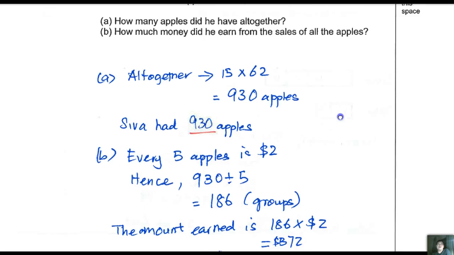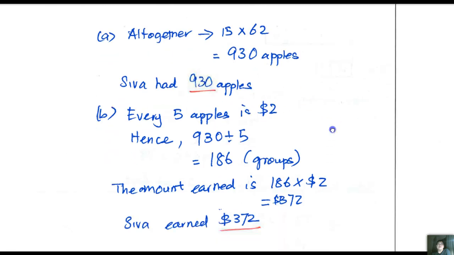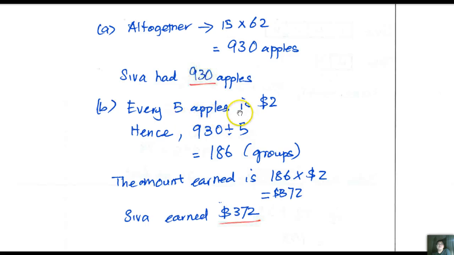Okay, first you find all together. All together is 15 times 62, 930. So you must have this statement saying that Siva had 930 apples altogether. Now, if every 5 apples is $2, therefore you must find how many groups there are in 930. How many groups of 5 are there in 930? So you take 930 divided by 5, there are 186 groups.